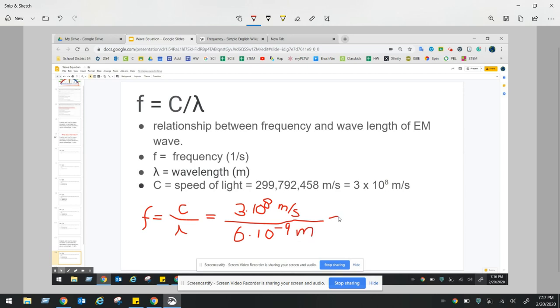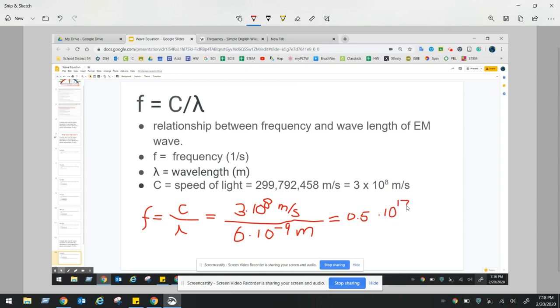The nice thing about scientific notation is it makes our life really easy. 3 divided by 6 is 0.5. And then 10 to the 8th divided by 10 to the negative 9. When you divide, you need to subtract. So 8 minus negative 9 becomes 8 plus 9, and that gives us 10 to the 17th.